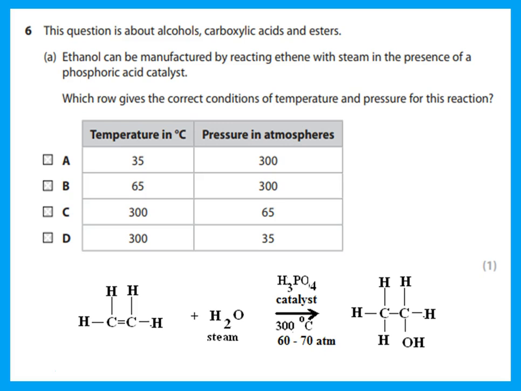This will be an addition reaction in which the double bond is opened and I put H on one carbon and OH on the next carbon, so it gives me ethanol. Now, what are the conditions for making ethanol from ethene? We said phosphoric acid catalyst. He already said that at the top. What is the temperature? The temperature is 300 degrees Celsius, and the pressure is somewhere between 60 and 70 atm. So the answer here is C.